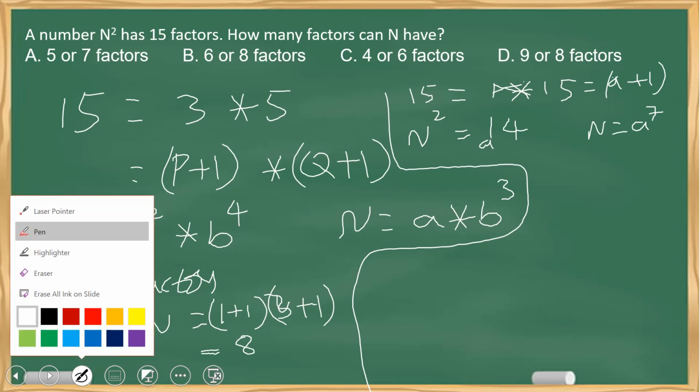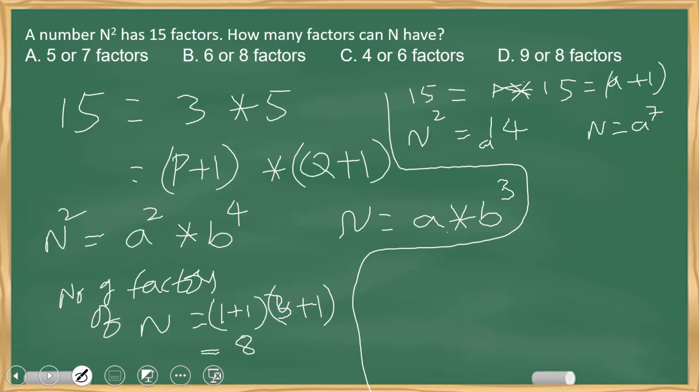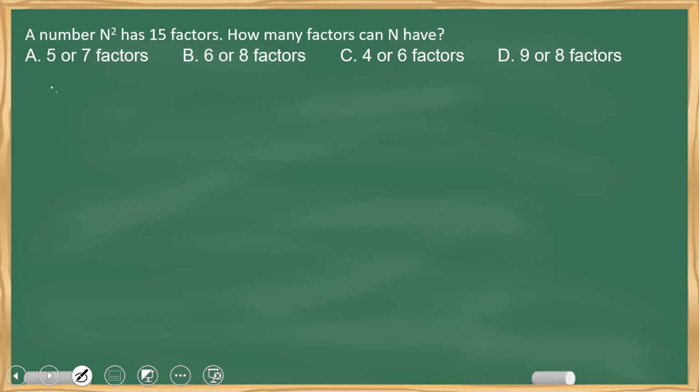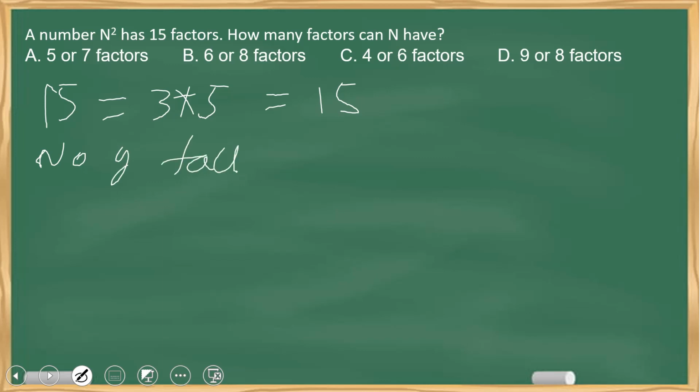So a small correction has to be done here. This is not a b cube, it's b square, right? I did a small mistake in between while solving the problem, it happens, right? So 15 can be written as 3 into 5, or directly you can take 15 into consideration, correct? Now the formula for the number of factors is p plus 1 into q plus 1. So this is the logic here.